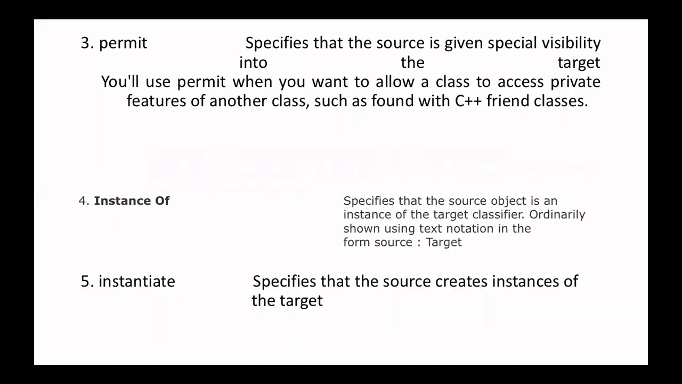Permit specifies that the source is given special visibility into the target. You will use permit when you want to allow a class to access private features of another class, such as is found with C++ friend classes. Instance of specifies that the source object is an instance of the target classifier, ordinarily shown using text notation in the form source colon target. Instantiate specifies that the source creates instances of the target.